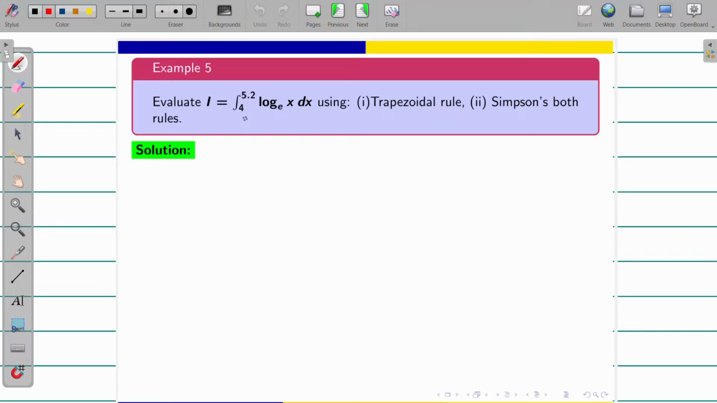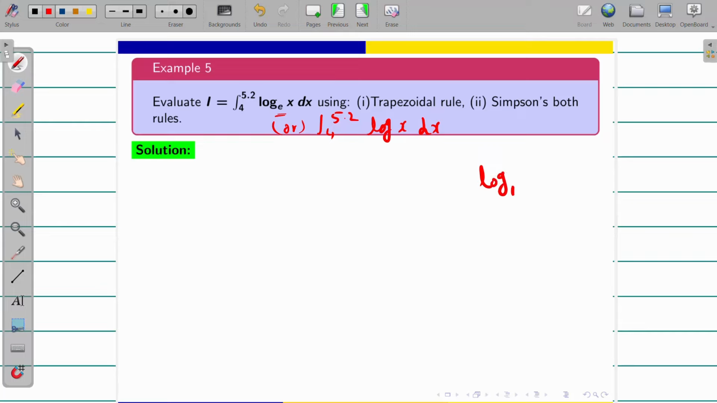Look at the problem. Integral 4 to 5.2 of log x to the base e, or the same problem they may ask as integral 4 to 5.2 of simply log x, without giving base e, log x into dx. They will ask to evaluate it. You know very well, we discussed it earlier in the previous video also.